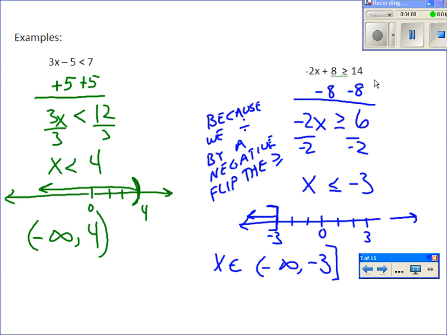The second example here, we've got -2x plus 8 greater than or equal to 14, so we can subtract the 8, but then we need to divide by -2. So since we're dividing by a negative number, when we do this step of the solution process, we need to reverse the inequality. We're going to go from greater than or equal to less than or equal. And so our solution, x is less than or equal to -3. So we use a square bracket on the -3 because we're including the -3. And we're going off to the left to -infinity. So we have the interval from -infinity to -3, including the -3.